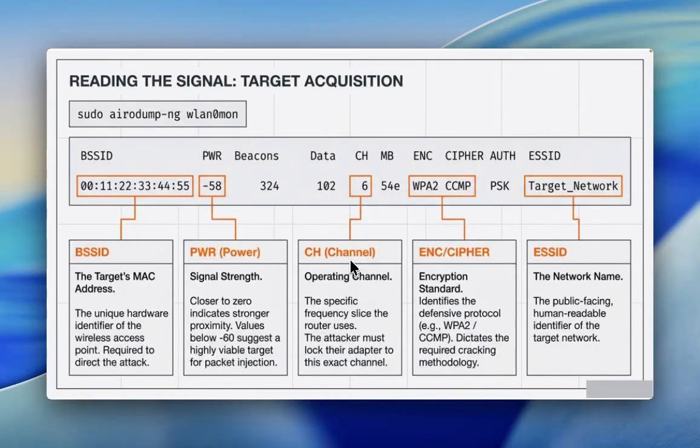sudo airodump-ng: BSSID, PWR, Beacons, #Data, CH, MB, ENC, CIPHER, AUTH, ESSID. The target MAC address, the unique hardware identifier of the wireless access point, required to direct the attack.